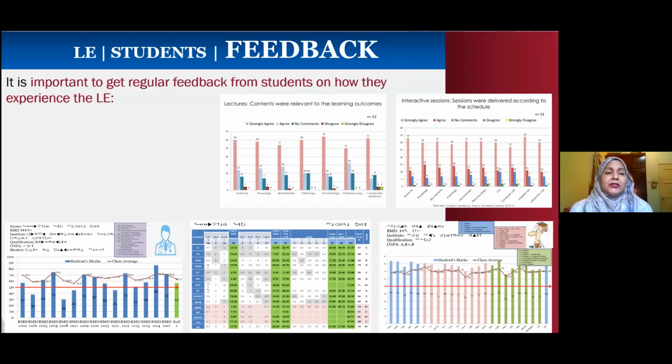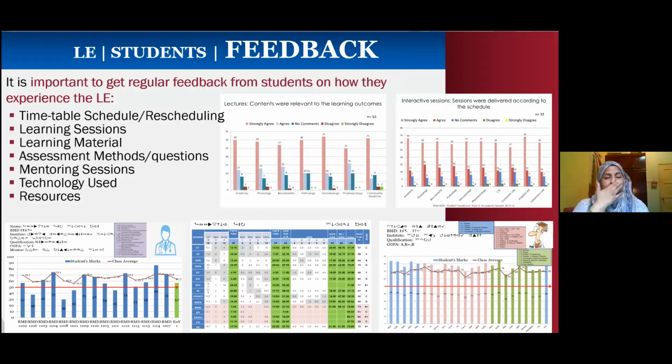The most important thing is to get regular feedback from students on how they experience the learning outcomes and the learning environment. So one is the timetable, schedule and rescheduling. Second is the learning sessions, learning materials, assessment methods, mentoring sessions, technology use, and resources.